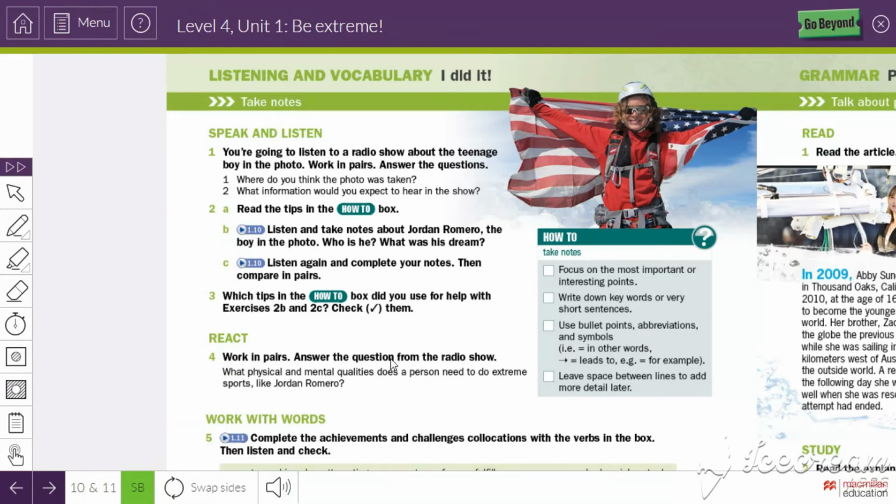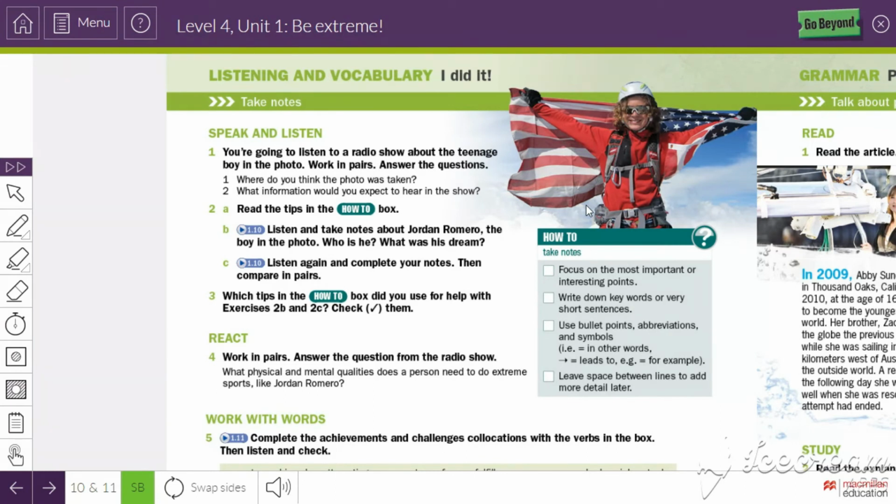Okay, guys, after listening to the conversation, please complete exercise 2, letter B and letter C. After completing exercise 1 and 2, you can go to exercise 3, 4 and 5. Talking about exercise 3, I think you don't have to do it because they just want you to check the method or the tips that you use while listening to the conversation. Okay, so now let's go straight to exercise 4.